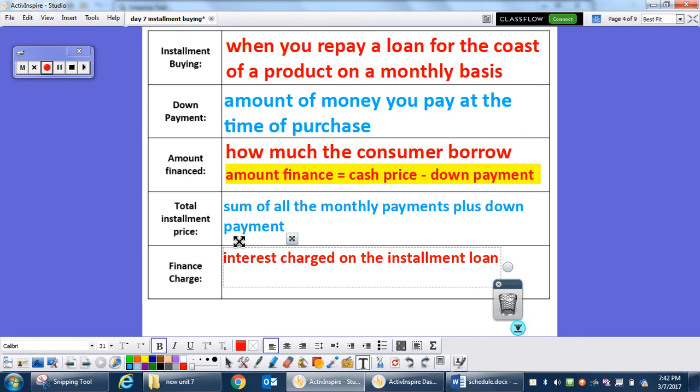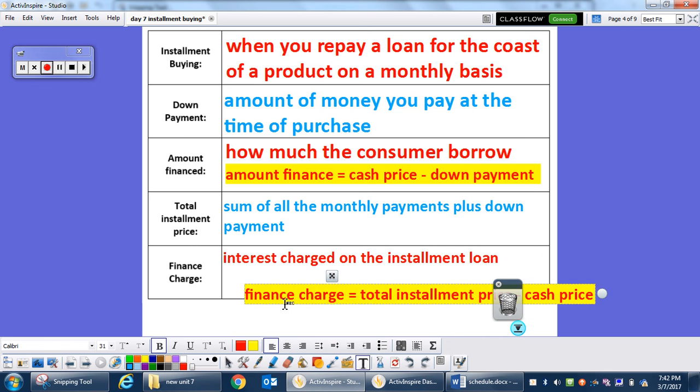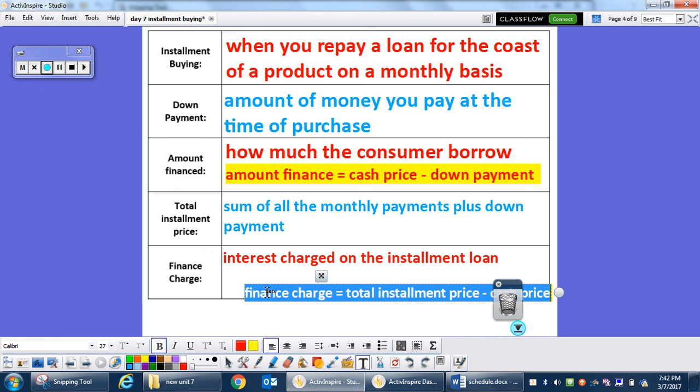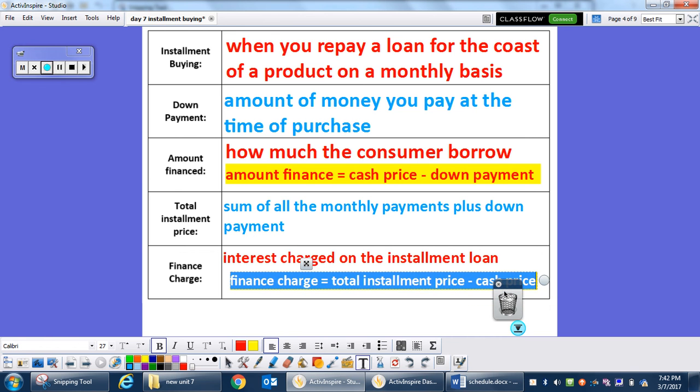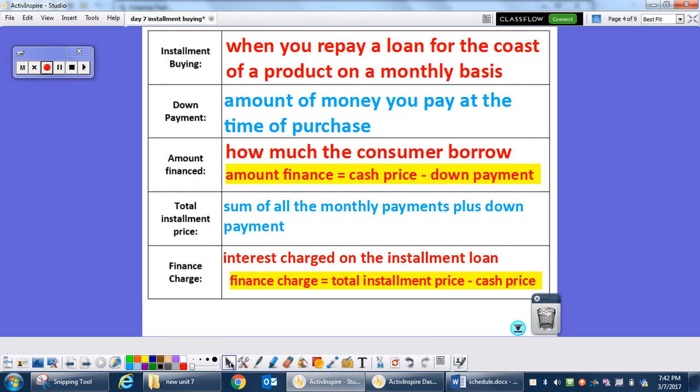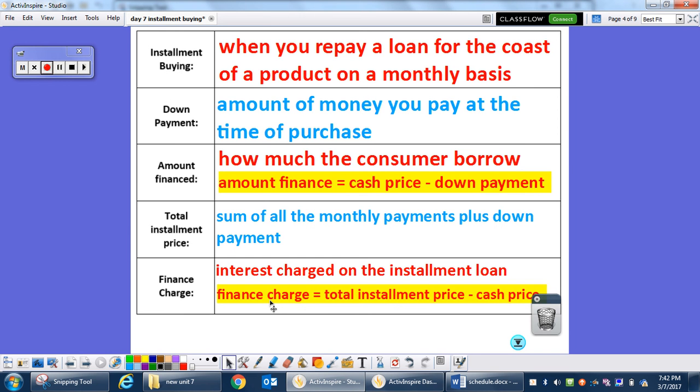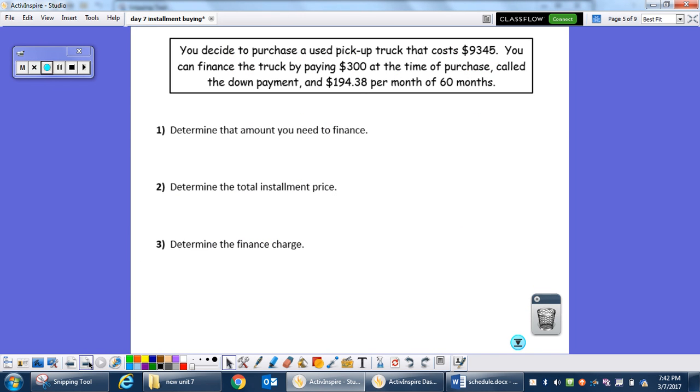Okay? And I'm going to do this in yellow because it's important. Your finance charge equals the total installment price minus the cash price. Okay, so I'll move that so you can see it. Please keep in mind that you will be able to use your packet on the test, and there will be a vocab, so if you have this, you will be in good hands. Okay? Alright, moving on. So now we're actually going to do some of the math.